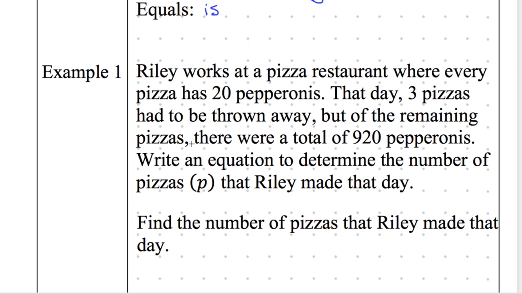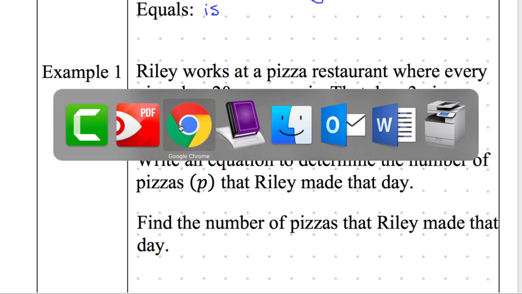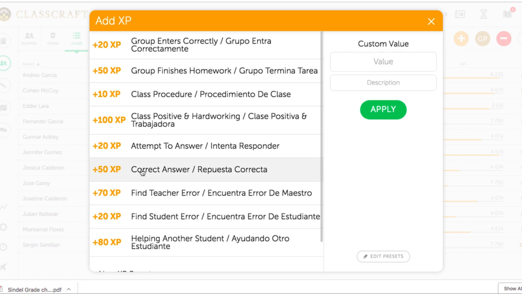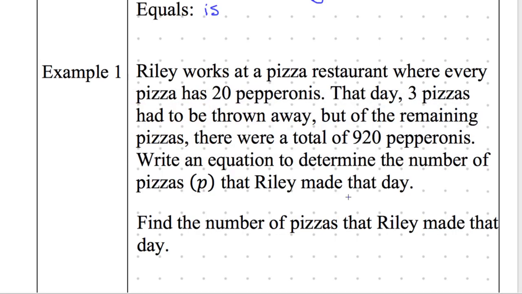Riley works at a pizza restaurant where every pizza has 20 pepperonis. That day, 3 pizzas had to be thrown away, but of the remaining pizzas, there were a total of 920 pepperonis. Write an equation that determines the number of pizzas that Riley made that day.